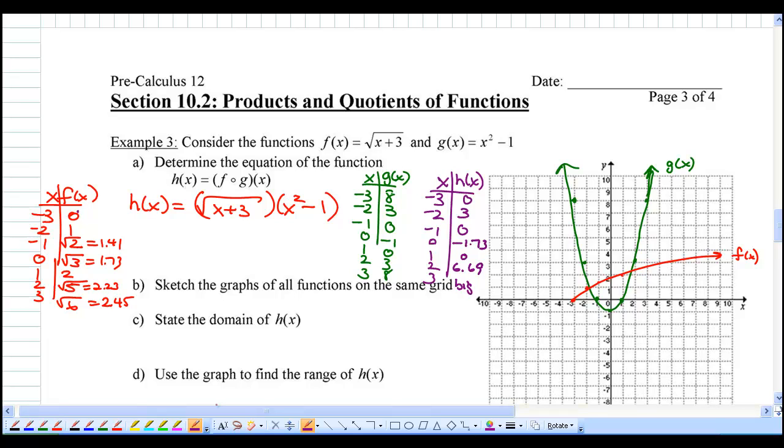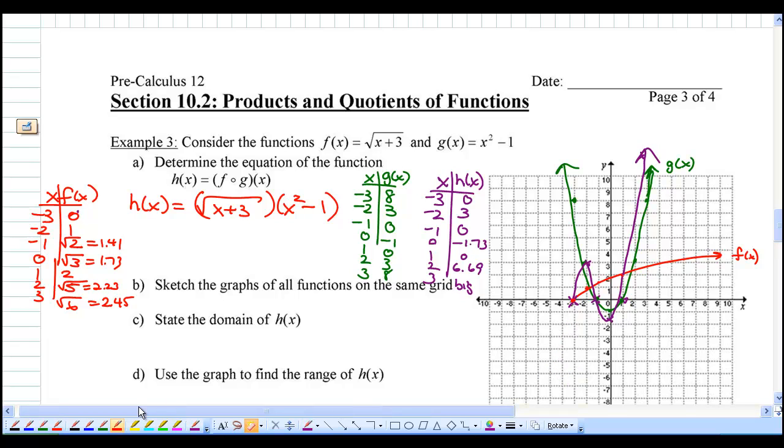So if I were to plot these points now, I guess it's negative 3, 0, negative 2, 3, negative 1, 0, 0, negative 1.73, 1, 0, 3 becomes really big, so like already up there. So the graph kind of looks like this. Whee! And once again, do I extend this down here? The answer is no way, and I hope you know why.